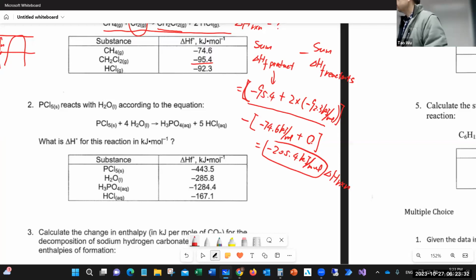Are you clear? Yeah. Okay. Now, are you clear about the way to calculate?